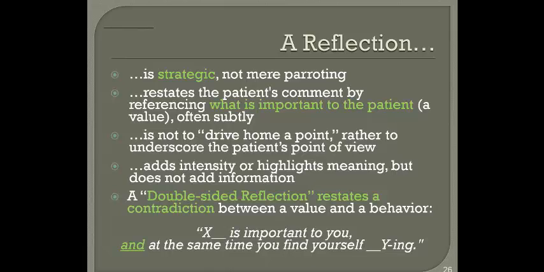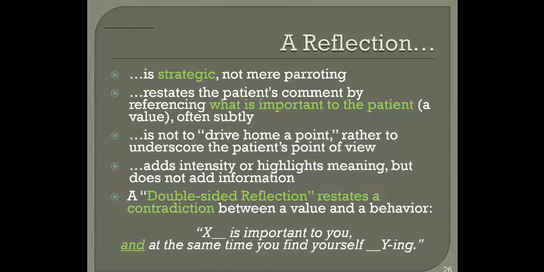And an example of one of these may be, for instance, a double-sided reflection that may restate a contradiction between one's value and one's behavior. So, for example, that the change that they might be seeking or contemplating is important to them, or is important to you as a model reflection, and at the same time you find yourself engaging in a behavior that's not congruent with the change or not congruent with health.